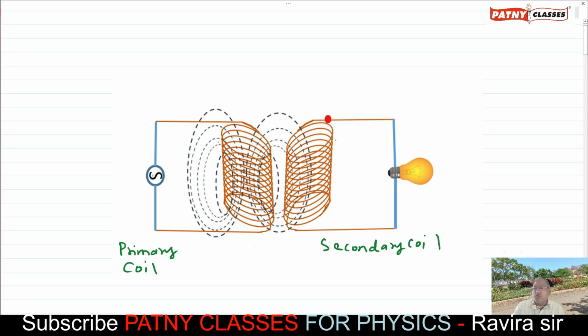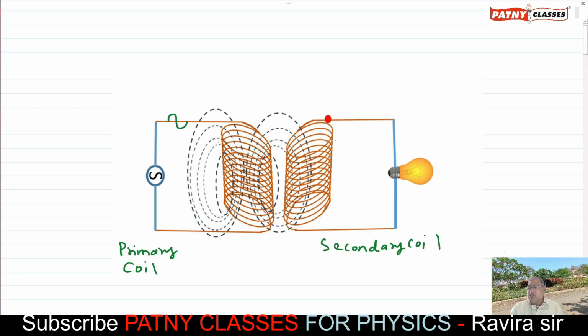Now when you start the AC supply, even though both coils are not physically touching each other, the current is getting transferred from one coil to another. How is it happening, why is it happening, and what should we do to make it stronger? I am going to speak about that now. First of all, AC current is a variable current. It is not a constant current.